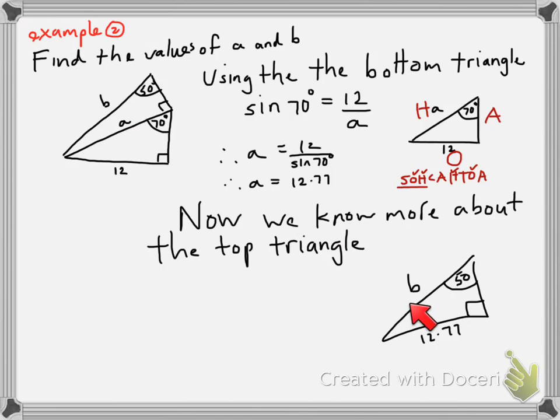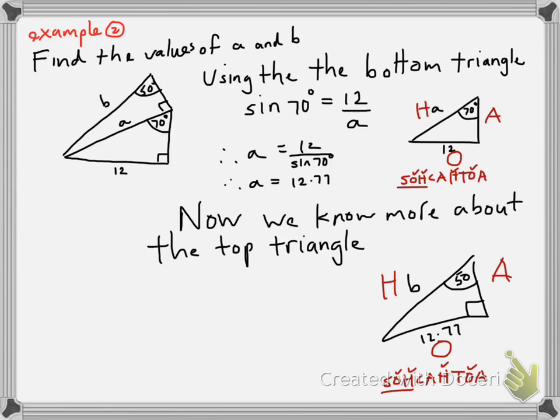So over here on my second diagram, I've marked in the side of 12.77 that I now know, and I'm going to use this angle of 50, and that means this side is now opposite this angle, so I'm going to label this as the opposite side, and I'm going to label B as the hypotenuse. A is labelled for the adjacent side.